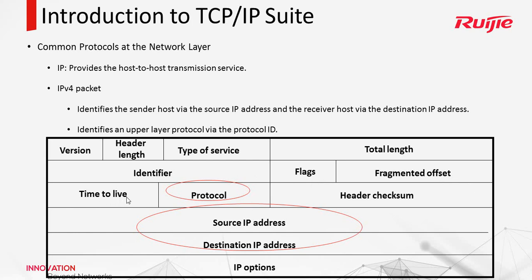Then time to live means the lifetime of the packet. Each time a packet passes through a router, the value will be cut down by 1. And the range is from 0 to 255. Then protocol ID is about the protocol. After it, you can see the source IP address and the destination IP address.